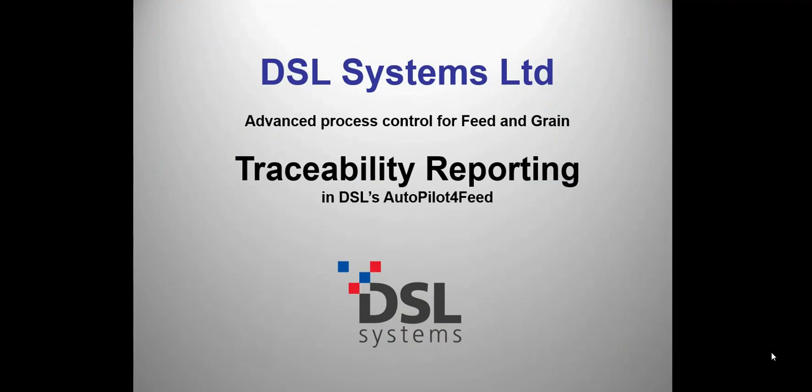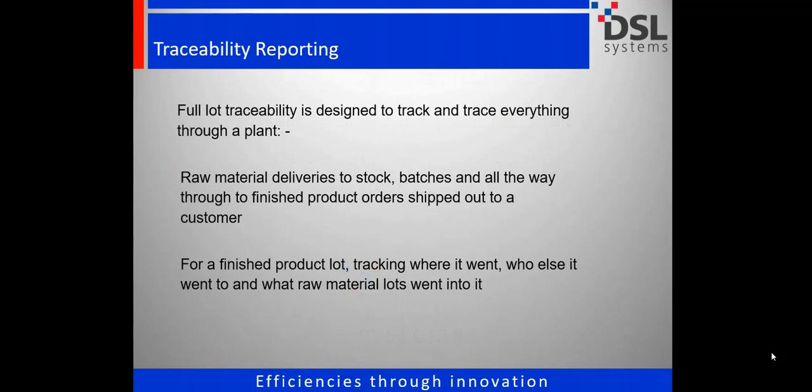So let me just quickly review what traceability is. Full traceability means that for every delivery of raw material to a mill, it's given a lot identity, and this lot is tracked everywhere it goes around the plant, every finished product it goes into, and therefore every customer it goes to. Lot traceability also means that if there's a problem with a delivery of finished product, the system can track to which other customers that same product lot went, and which individual raw material lots went into it.